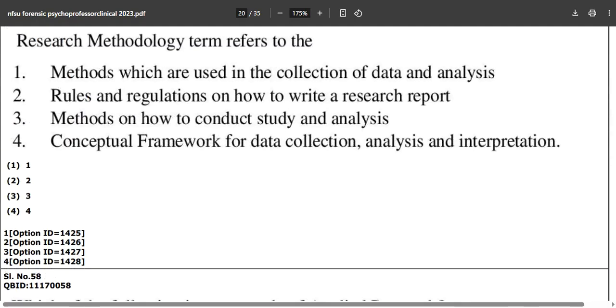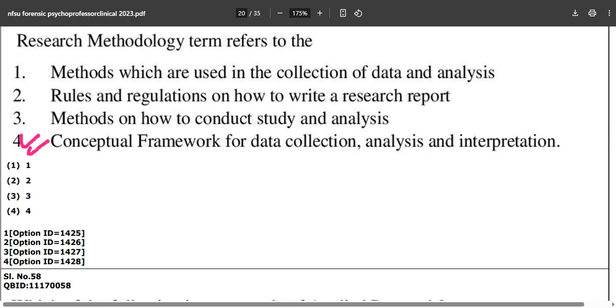Research methodology term refers to the methods which are used in the collection of data analysis. Rules and regulations on how to write, no. Methods on how to conduct study analysis, no. Conceptual framework for data collection, analysis and interpretation. This is the correct statement, option number 4.